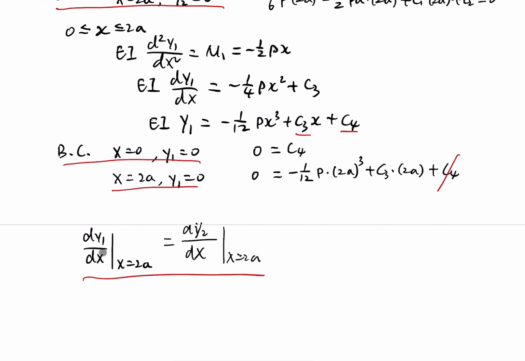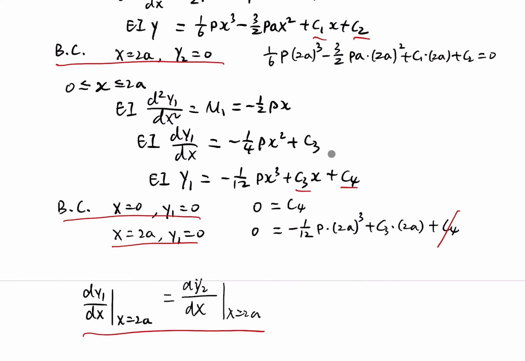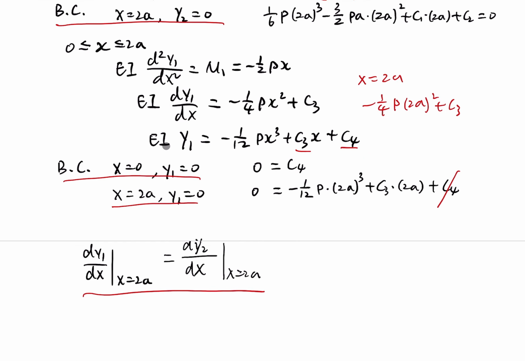Fourth equation. So first of all is dy1 over dx, at x equal to 2a, this slope is expressed here. So at x equal to 2a, we have 1 over 4 p 2a squared plus c3. So this is the slope at x equal to 2a. So we can write down here 1 over 4 p 2a squared plus c3. This is on the left hand side of this equation.